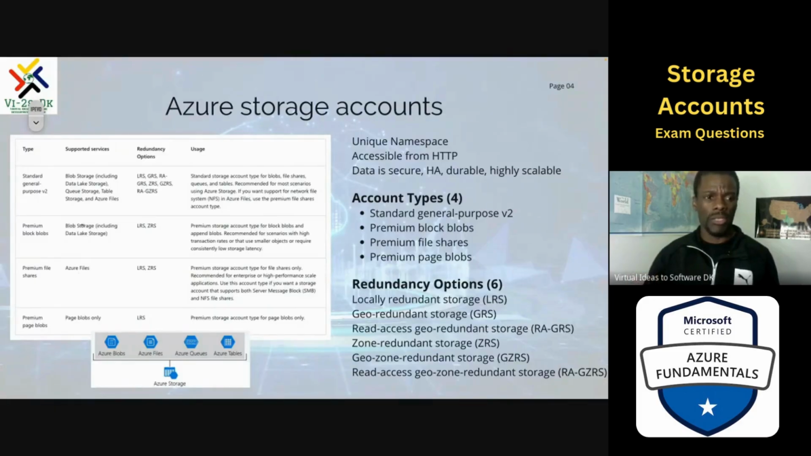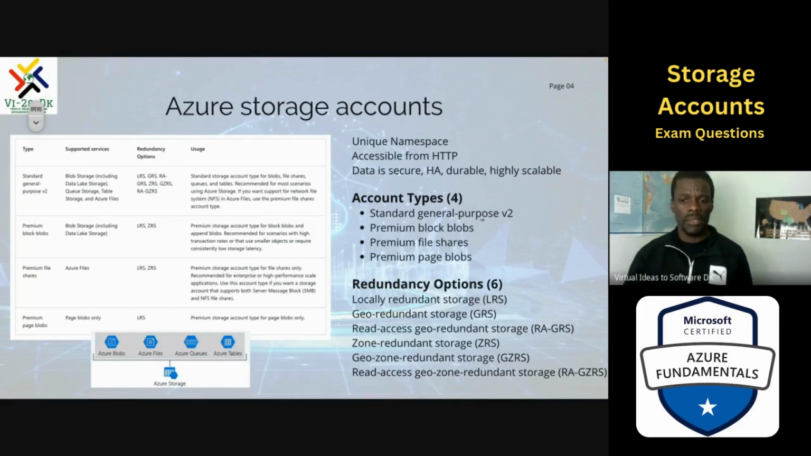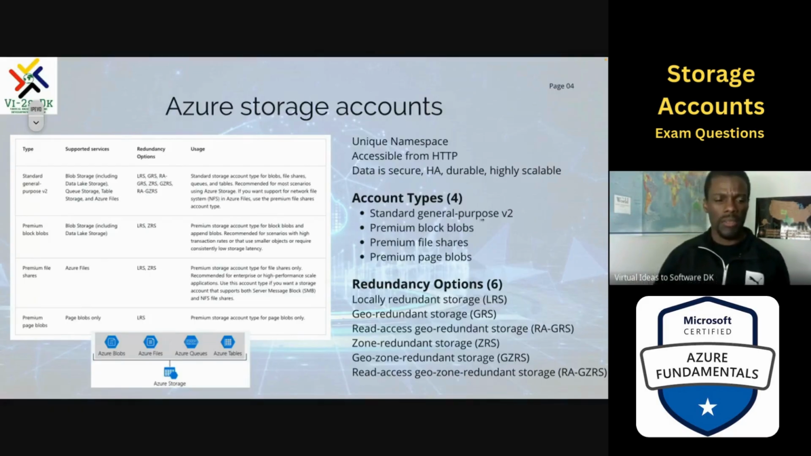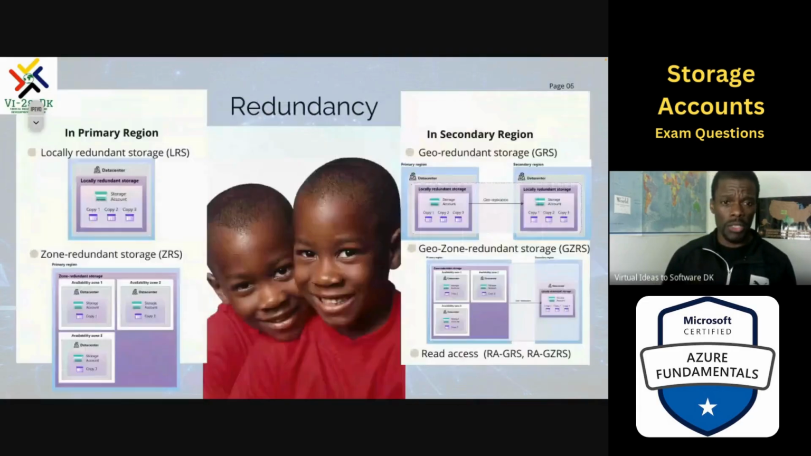So you definitely need to use a standard general purpose V2 account type. You can dump everything in there, you should be just fine. So understand those differences.